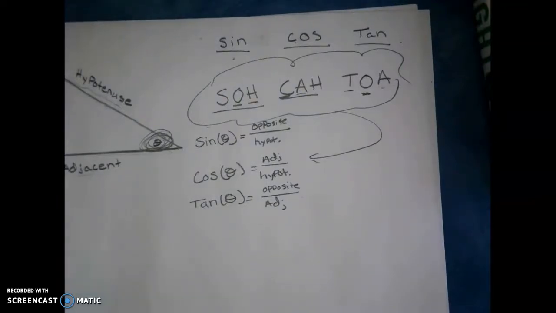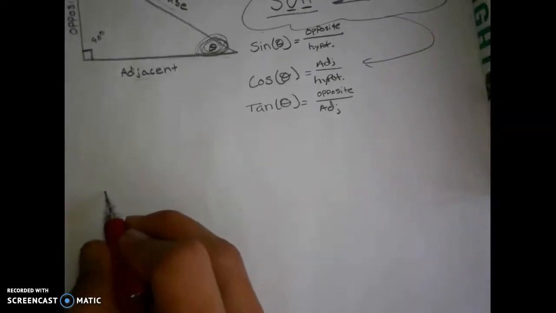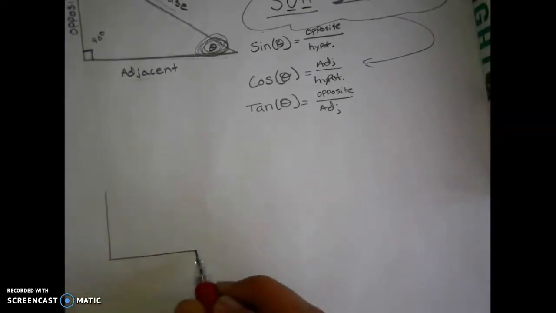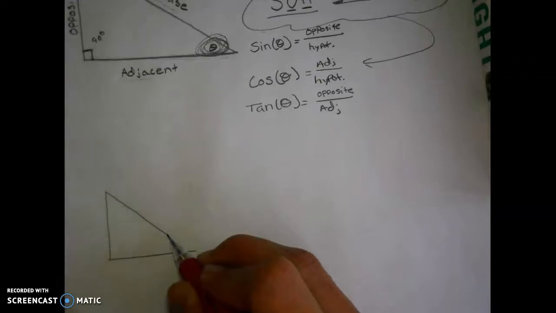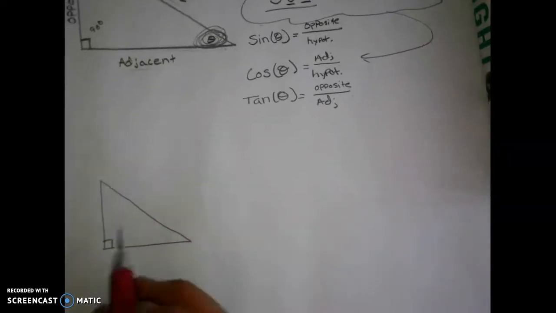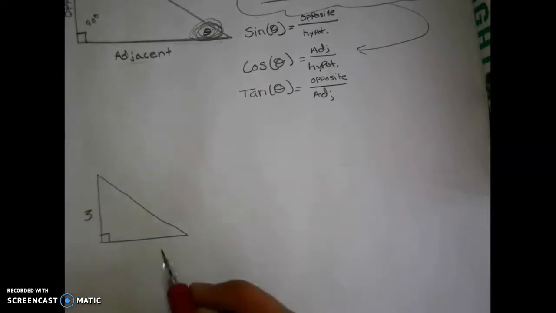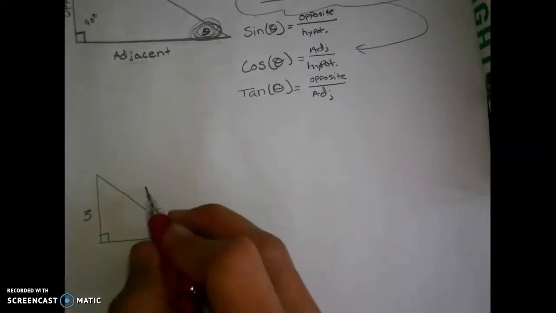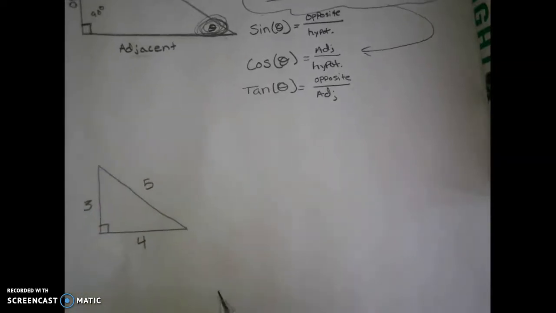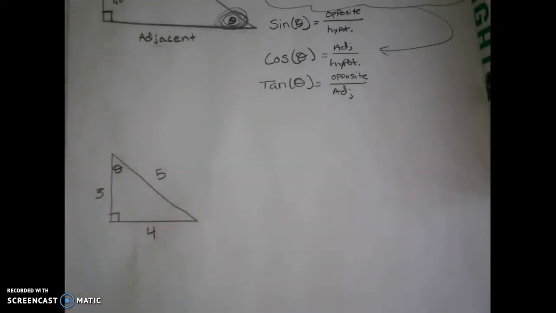Let's see how these work in an example. Let's say I have a right triangle like this one. I know it's right because I have a 90-degree angle here. Let's say this side is 3, this side is 4, and this side is 5. And for this one, let's say our theta is right here. A little different from that first example, but we just go off of where our theta is.